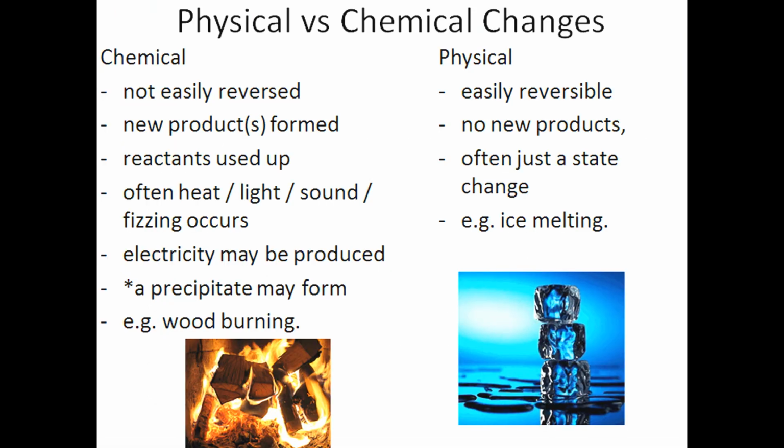So for physical and chemical changes, for example, chemical: not easily reversed, then new products formed, so reactants used up, then electricity may be produced amongst many others. Example, wood burning. Once you burn a wood, you cannot bring it back.